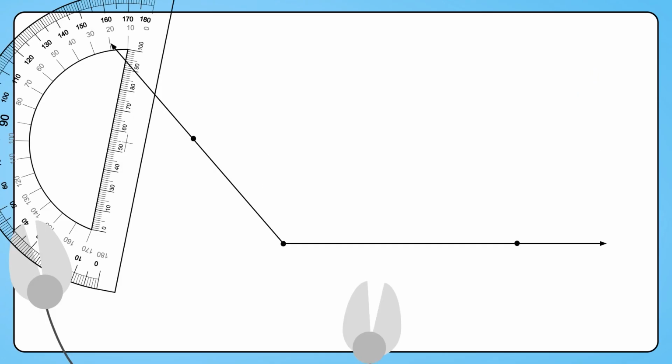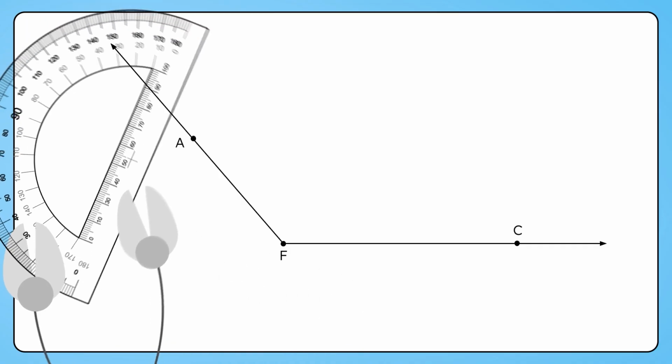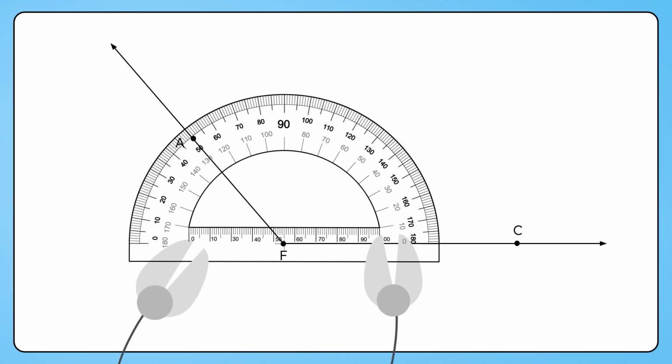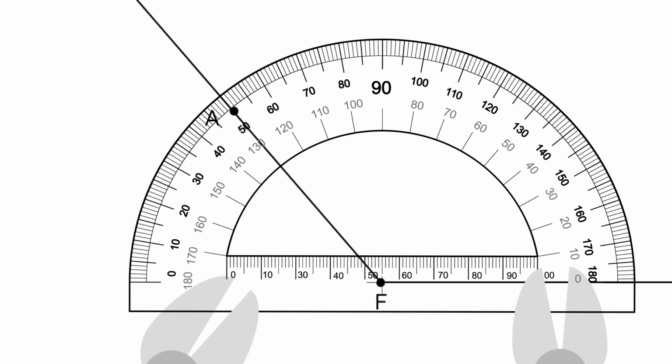Oh, looks like Mia's going to help us out by guiding us through measuring a couple of angles. Thanks, Mia. First up, angle CFA. Mia's going to line up the center of the protractor with the vertex and line up one arm of the angle with the 0 degree line on the protractor. Now, check out where the other arm of the angle points. Ooh, there are 2 different numbers here.